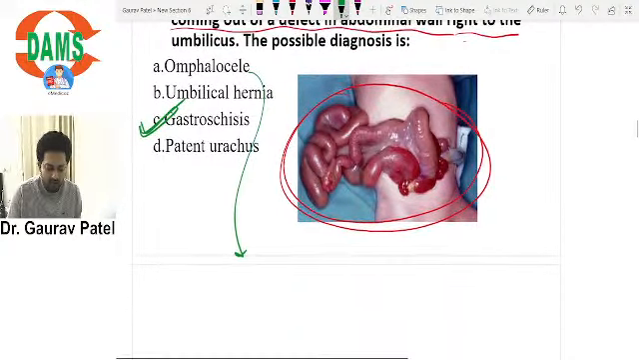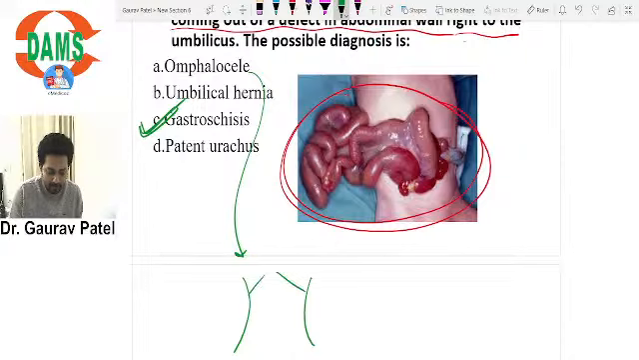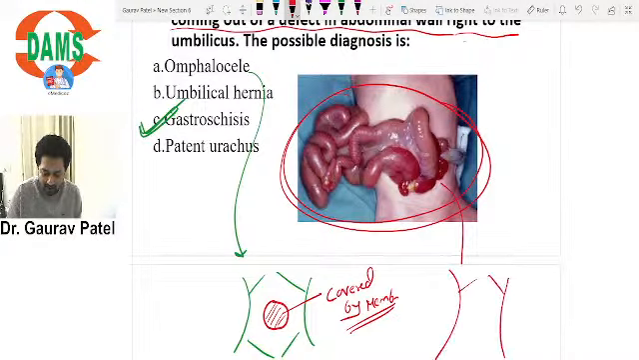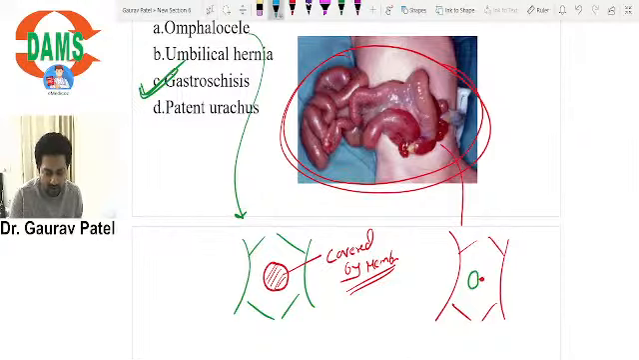What is omphalocele? In omphalocele, there will be a defect, but that defect is at the level of the umbilicus, and it will be covered by a membrane. In gastroschisis, the umbilicus is present normally. The defect is present just to the right side mostly, left side can also occur, and you can see the bowel loops coming out like in this picture. So that is gastroschisis. This is omphalocele.